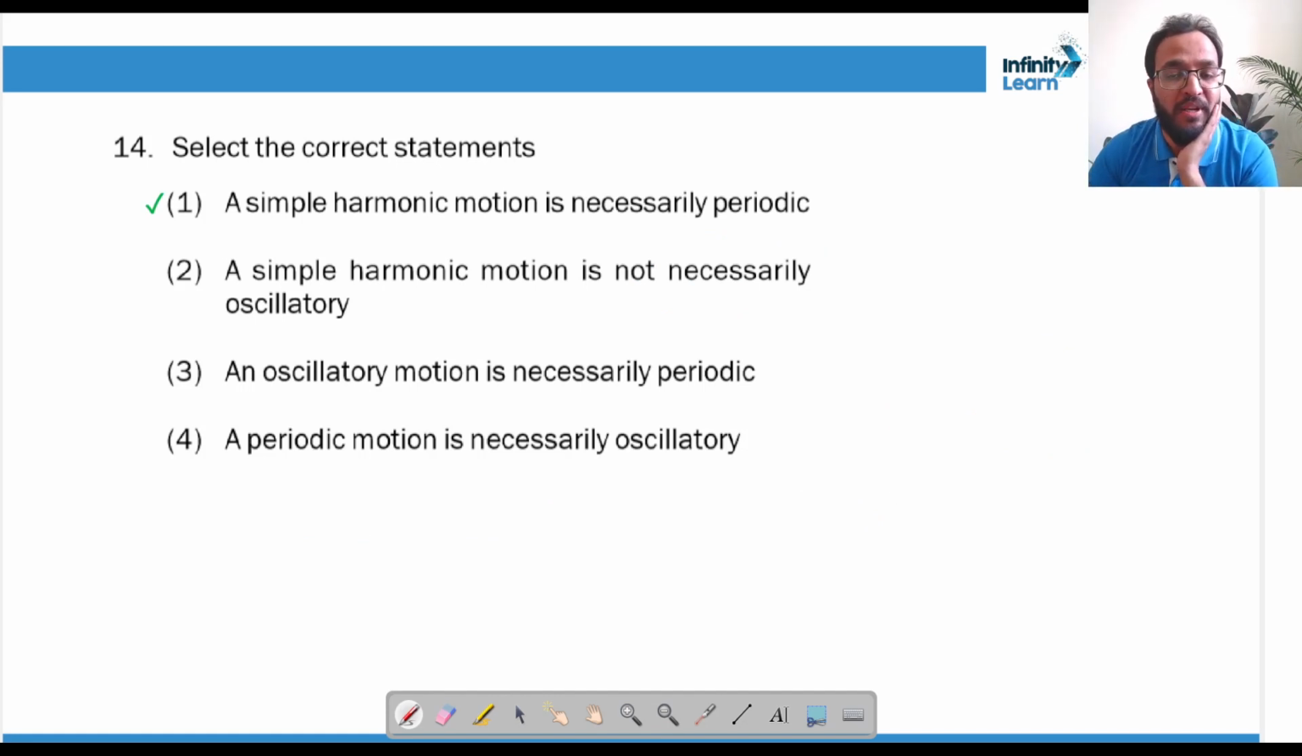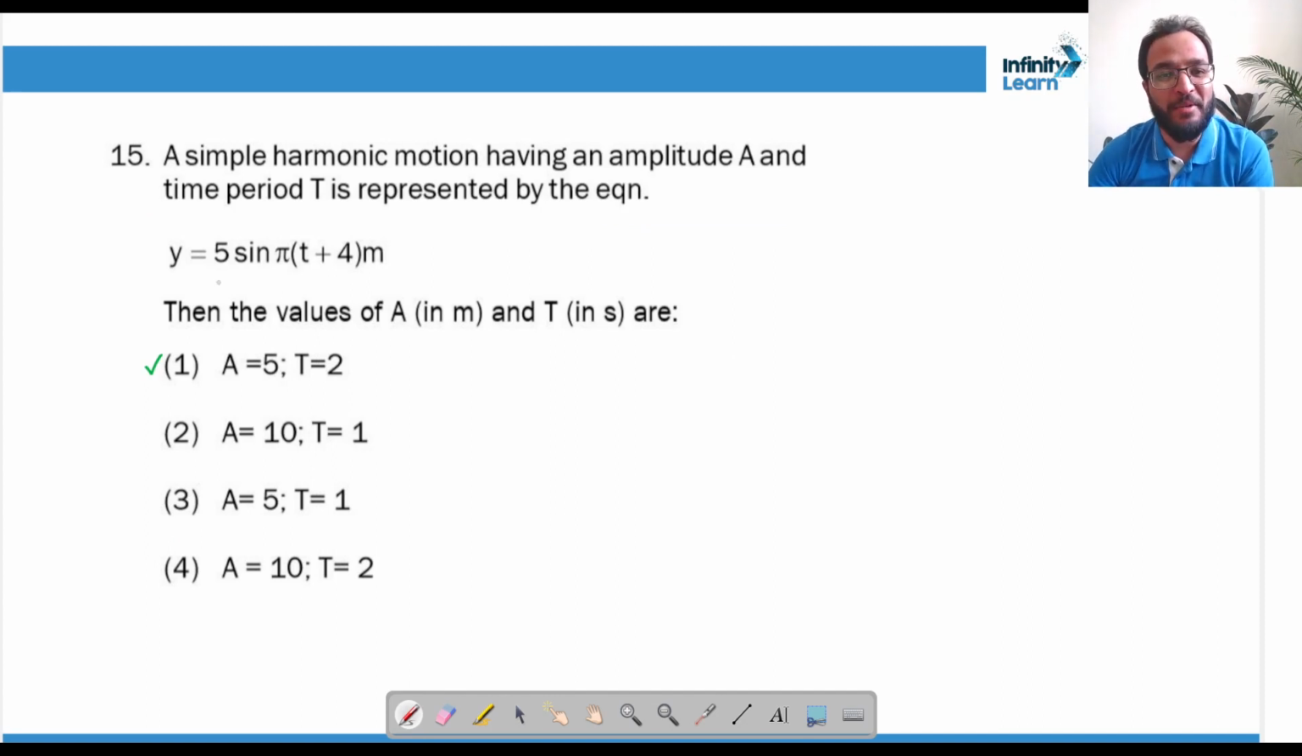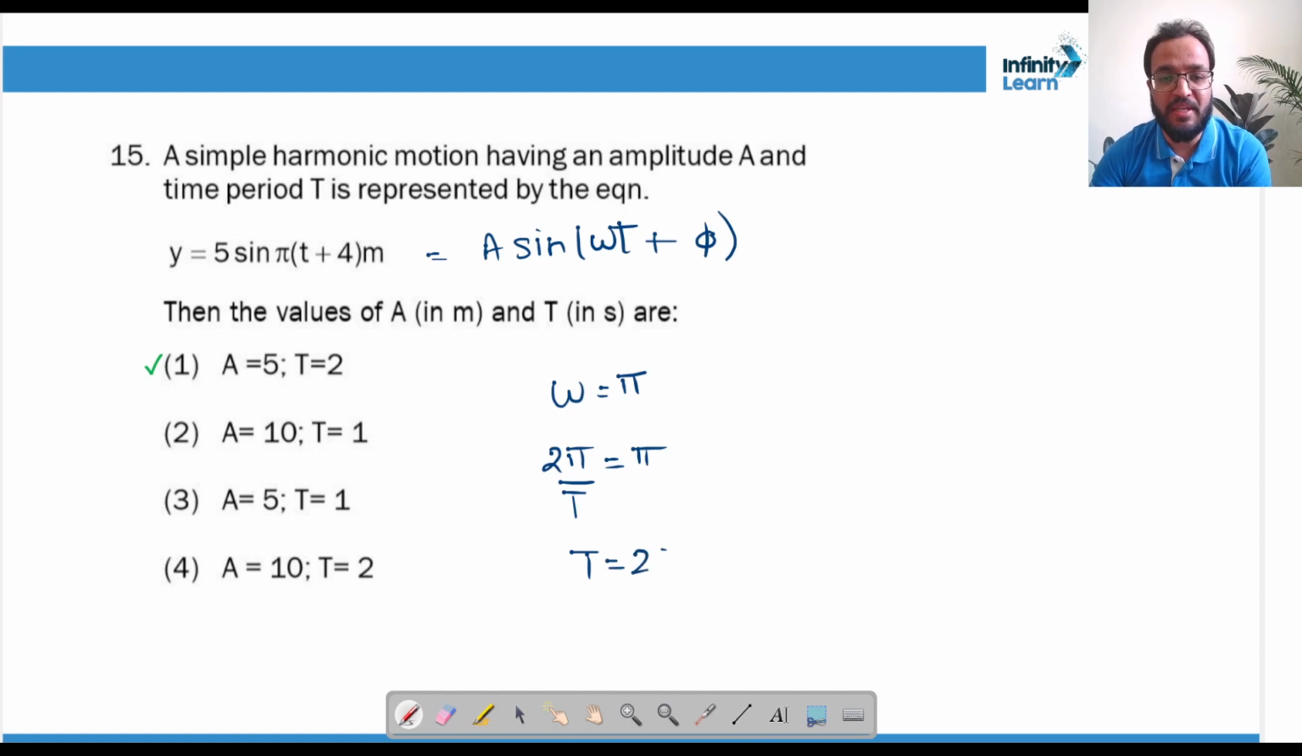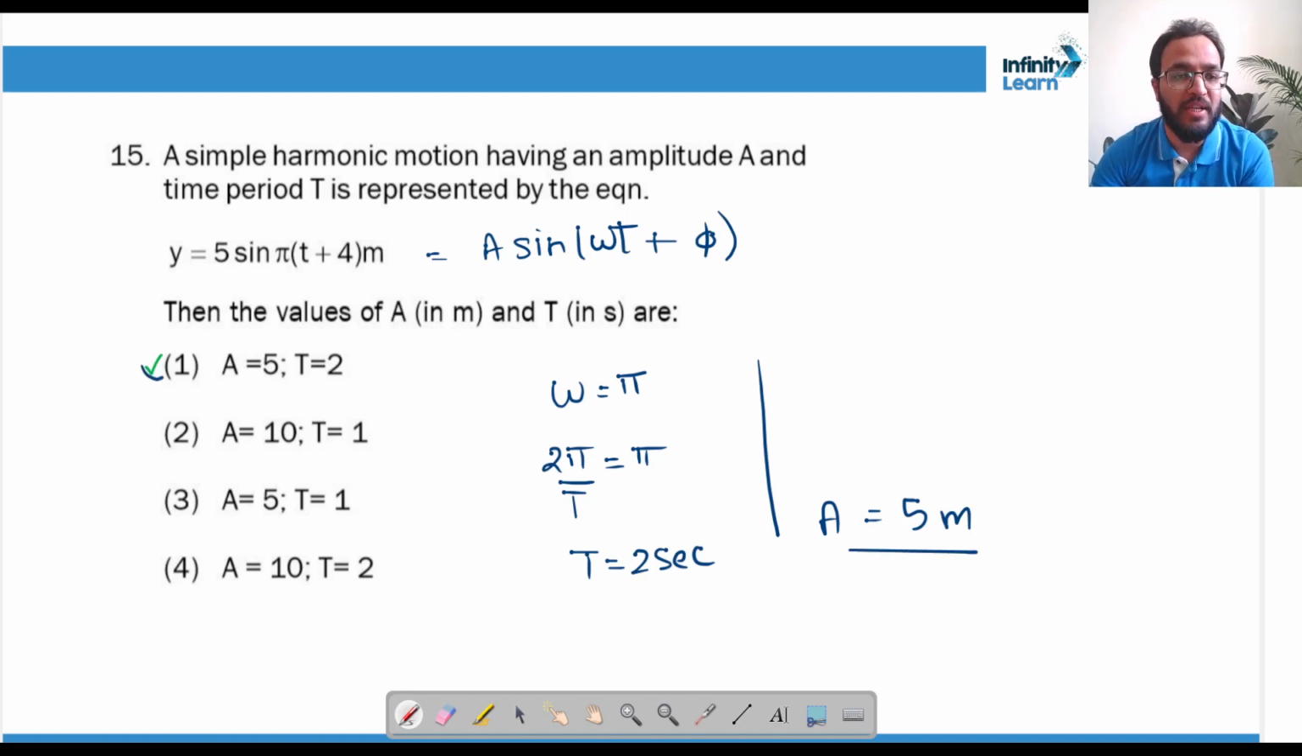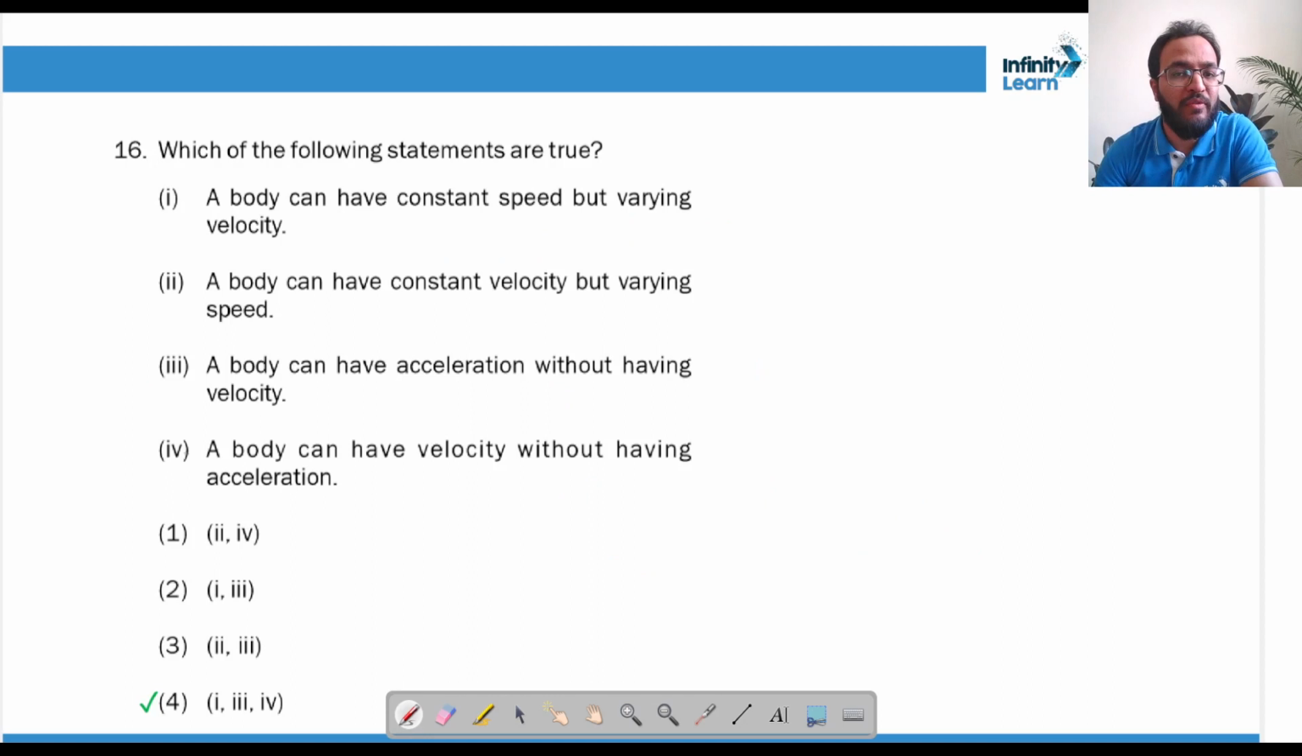Select the correct statements. A simple harmonic motion is necessarily periodic. Yes, it is necessarily periodic. See, a simple harmonic motion having an amplitude A and time period T is represented. Okay, fine. We can compare it with this. We will say it is A sine omega T plus phi. Right. So omega is pi and omega is 2 pi upon time period, which is equal to pi. So time period is 2 seconds, number 1. And amplitude is 5 meters or 5 units, number 2. So I guess first option is correct. Got it? Now, which of the following statements are true? A body can have constant speed but varying velocity? No, it's not possible.